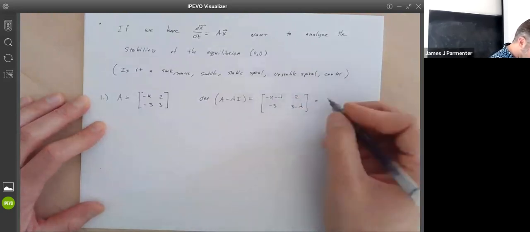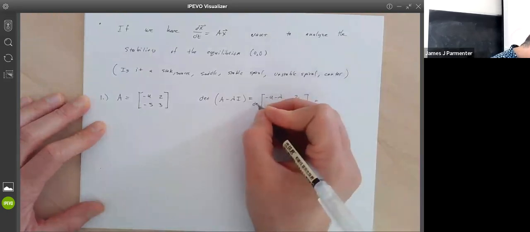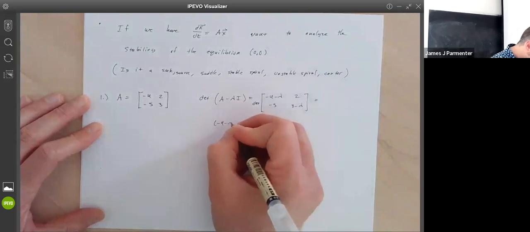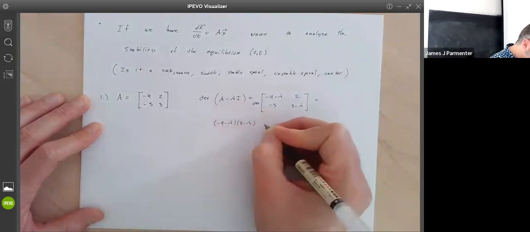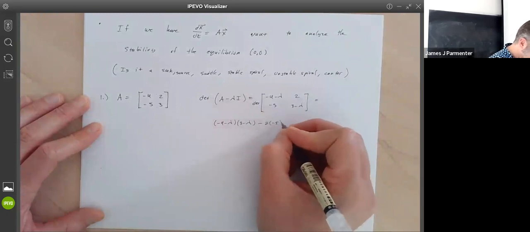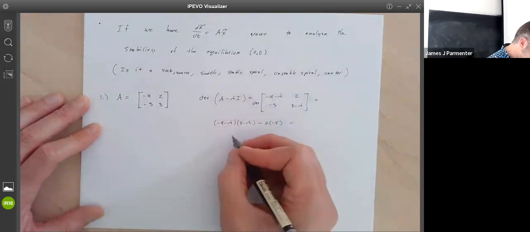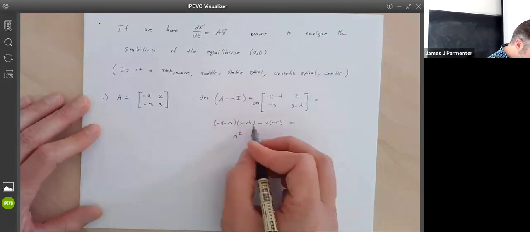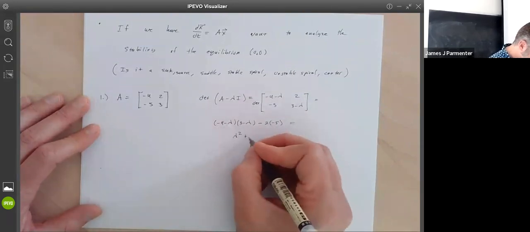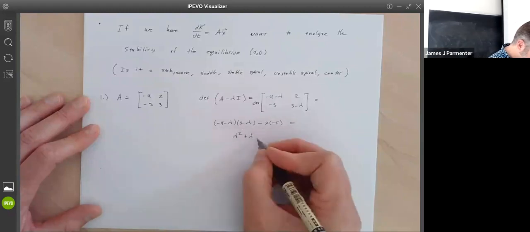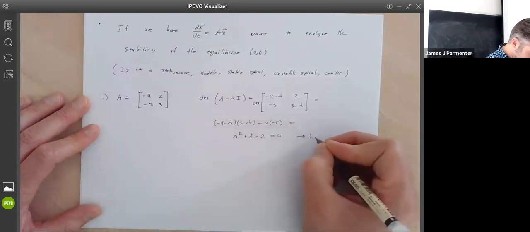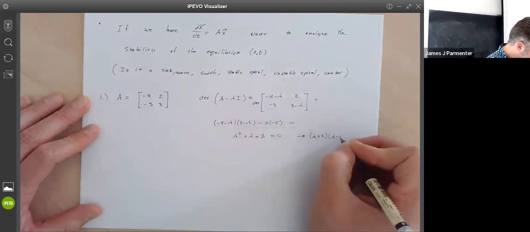And then that's going to equal, I always forget to write the determinant part here. It's the determinant of that matrix, which is then going to be -4 minus lambda times 3 minus lambda minus 2 times -5, which is equal to, let's see, we've got lambda squared plus 4 lambda minus 3 lambda gives me a plus lambda, minus 12 plus 10 is minus 2. And that does factor. It factors as lambda plus 2 times lambda minus 1.